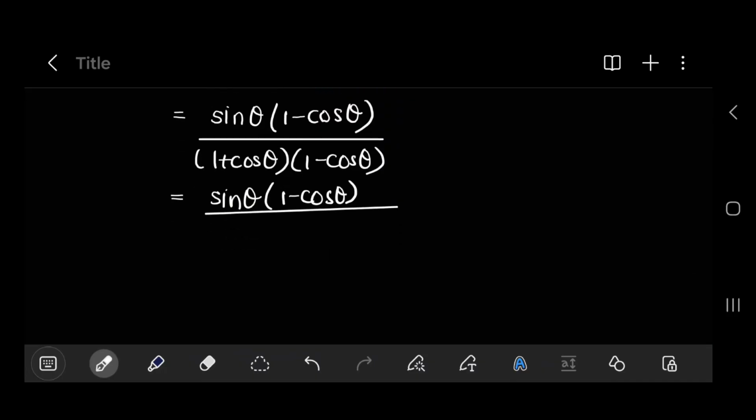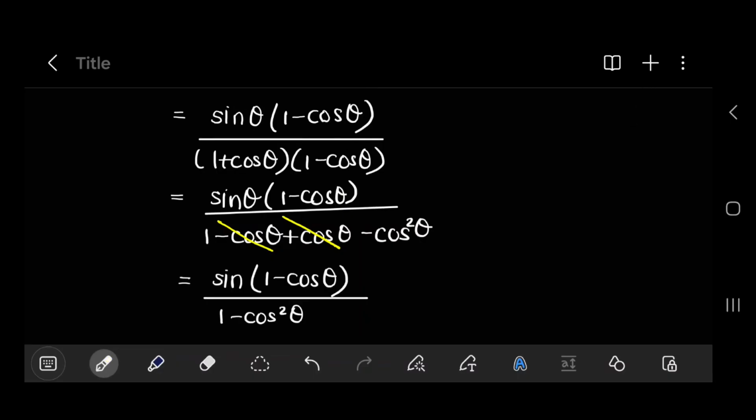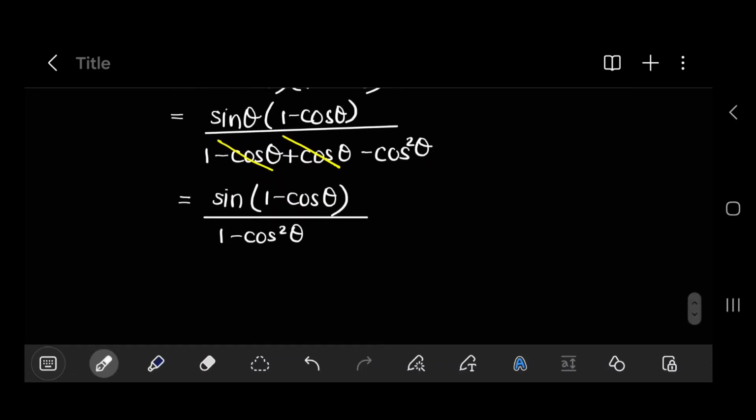We're going to have 1 times 1, which is 1. 1 times negative cos theta is negative cos theta. Positive cos theta times 1 is positive cos theta. And positive cos theta times negative cos theta is negative cos squared theta. Here we notice that we got negative cos theta and positive cos theta, they cancel out. So here's what we're left with. But we need the denominator to be sine theta. How are we going to get sine out of 1 minus cos squared theta?